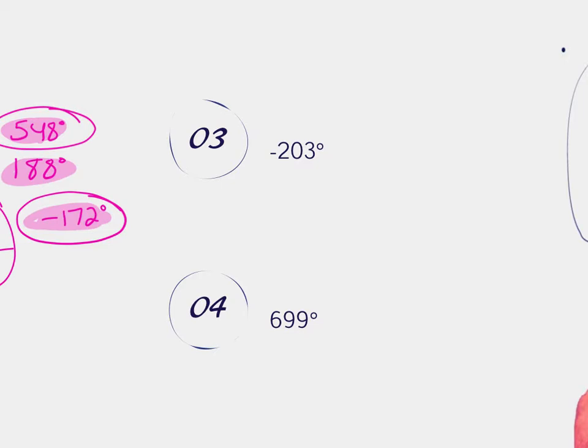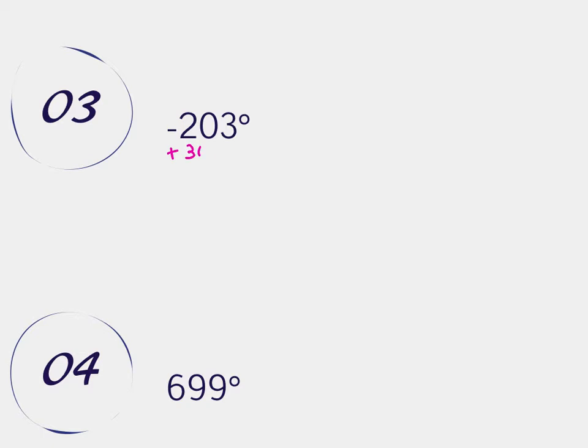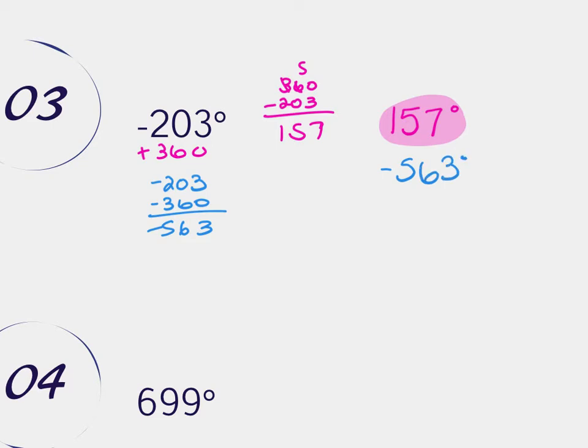Okay. So negative 203. If I wanted a positive, I do what? Add 360. So this is really 360 minus 203. 157, and it's positive, right? So that's my positive coterminal. If I want a negative one, I'm going to subtract 360. And that time we only needed to do it once.